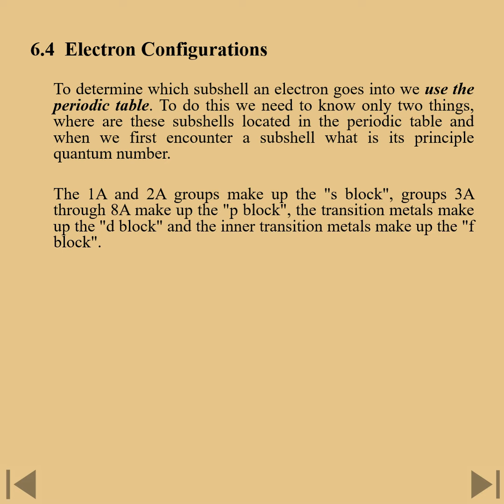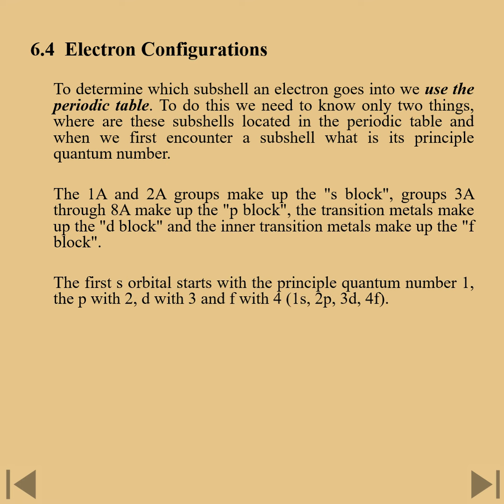The P block included group 3, 4, 5, 6, 7, and 8A. And then the D block were the transition elements. And then the F block were the inner transition elements, the guys at the very bottom. So remember where the S's, P's, D's, and F's are, so we already know half of what we need to know to use the periodic table.